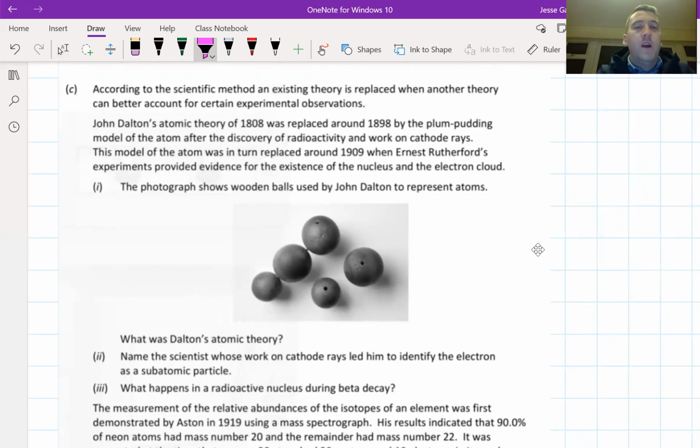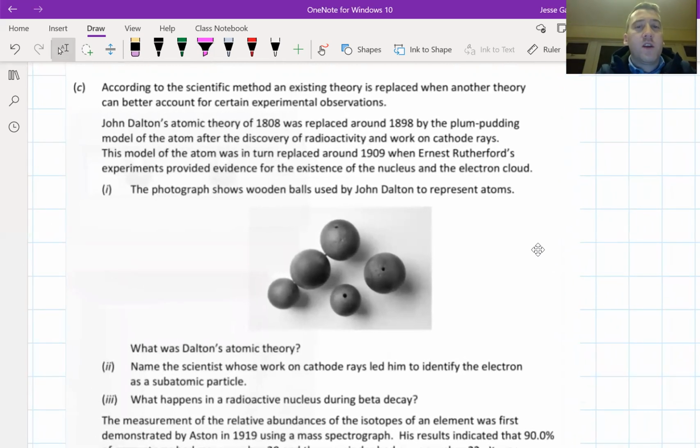Okay, so we're going through here. Let's read what it says. According to the scientific method, an existing theory is replaced when another theory can better account for certain experimental observations. Nothing important there. Some important stuff is coming up, which I'm going to highlight, and I suggest that you get in the practice of doing this as well.